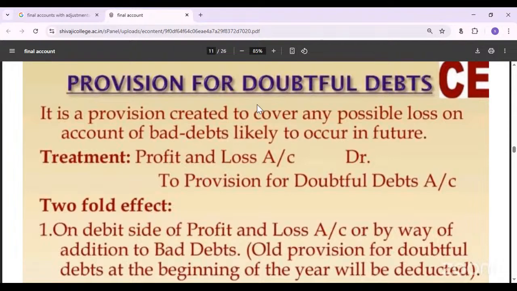From the profit, some percentage of profits will be transferred to the provision for doubtful debts. That we will call provision. It is a provision created to cover any possible loss on account of bad debts likely to occur in the future. It is the same as bad debts.